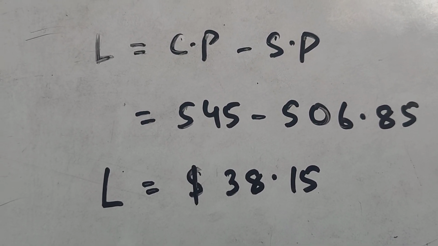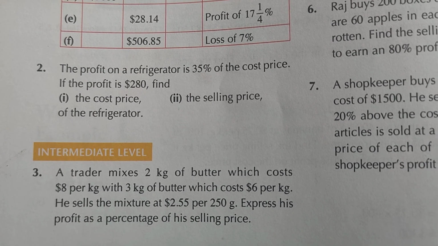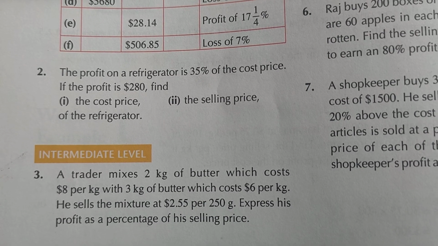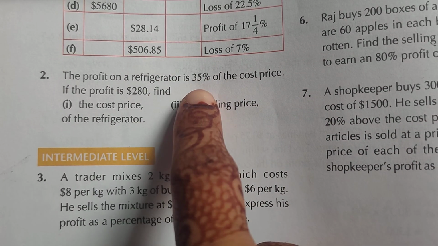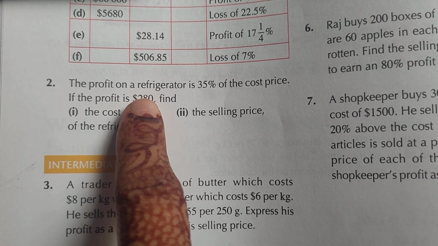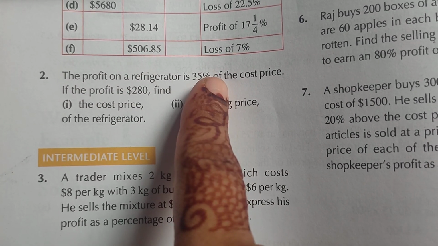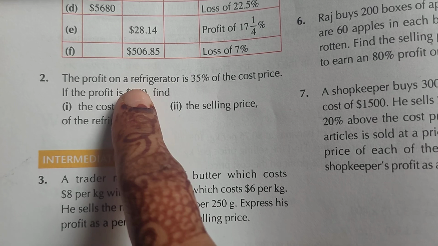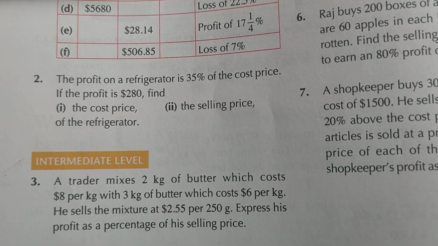I hope, students, you have got how to calculate these values if you are provided with two of the values from the table. Now let's move towards question number 2 of this basic level. The profit of a refrigerator is 35% of the cost price. This is the profit percentage. If the profit is $280, right? So we have been provided with both profit and profit percentage. We have to find out the cost price and the selling price of the refrigerator.